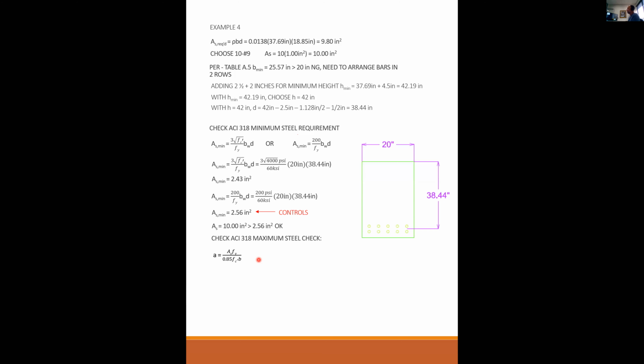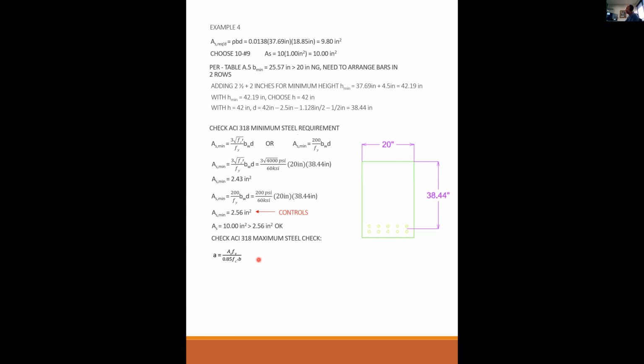Why is it called a maximum steel check? Because those two are absolutely proportional. The more steel you put in, the lower epsilon sub t goes. The less steel you put in, the higher epsilon t goes. The code isn't really concerned with how much steel there is. The code is concerned about where epsilon sub t is, the strain in that steel. So anytime you see maximum steel check, that's code language for what is the condition of epsilon sub t.